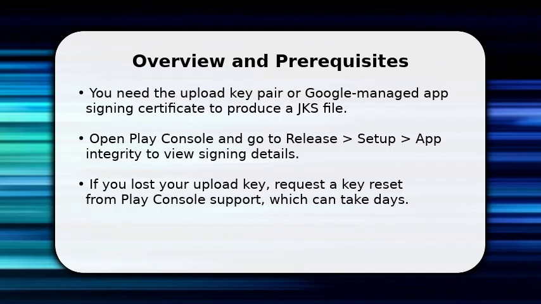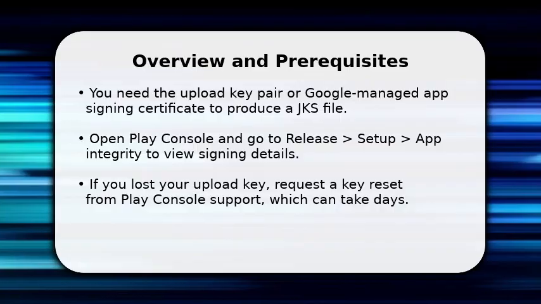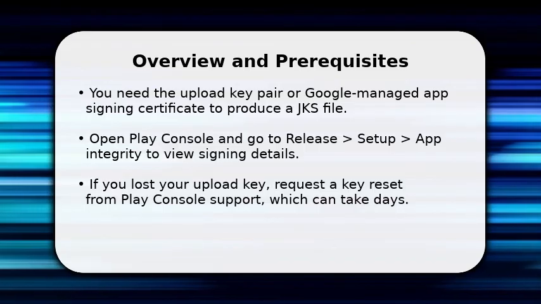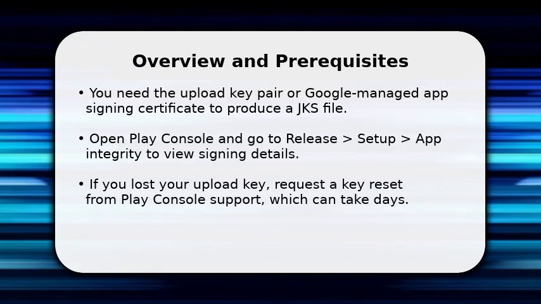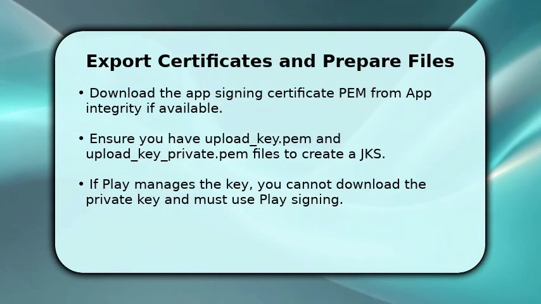Confirm whether you can access your private upload key files on your development machine. If you do not have the upload private key, prepare to request a key reset from Play support. From App Integrity, locate the Download Certificate button and save the PEM file to your machine. If you originally created an upload key, gather Upload Cert.PEM and Upload Key.PEM files into a working folder.